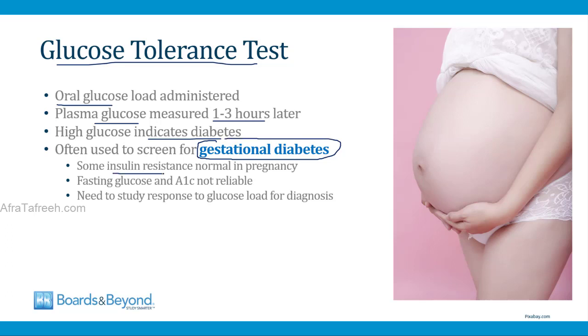Some degree of insulin resistance is normal in pregnancy, so measuring a fasting plasma glucose or A1C is not reliable. Instead, what you need to do is study the response to a glucose load to make the diagnosis of diabetes in pregnancy. And I talk about gestational diabetes in detail in videos in the obstetrics section.